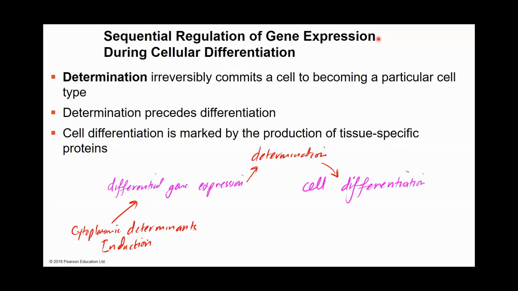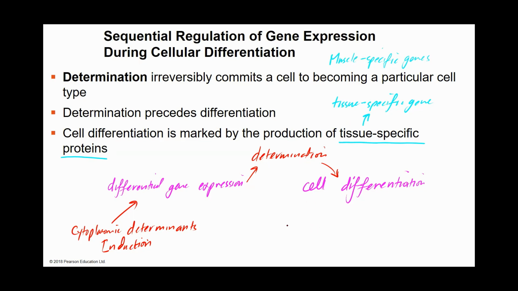So remember, when a cell becomes differentiated, it will have tissue-specific proteins, and these tissue-specific proteins are encoded by tissue-specific genes. So, for example, we have something called muscle-specific genes. These muscle-specific genes will encode muscle-specific proteins, and these proteins are only found in muscle cells.